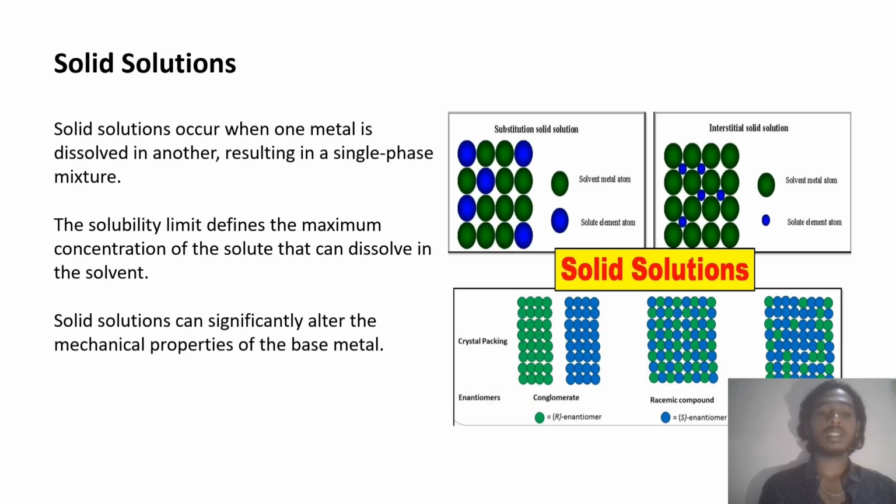Next, we move on to the solid solution. Solid solution occurs when one metal is dissolved in another, resulting in a single phase mixture. In this picture, we get to know the substitutional solid solution, where solvent metal atoms and solute element atoms are shown. In the next image, we get to know the interstitial solid solution, where the solvent metal atoms and solute element atoms are shown. The solubility limit defines the maximum concentration of the solute that can dissolve in the solvent. The solid solution can significantly alter the mechanical properties of the base metal, which this image shows with the crystal packing.